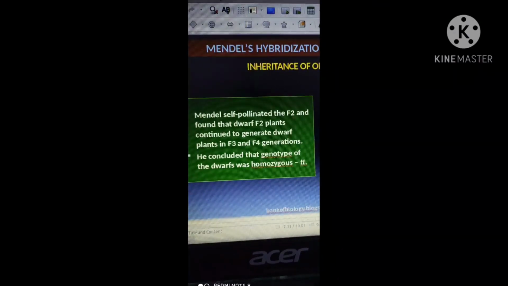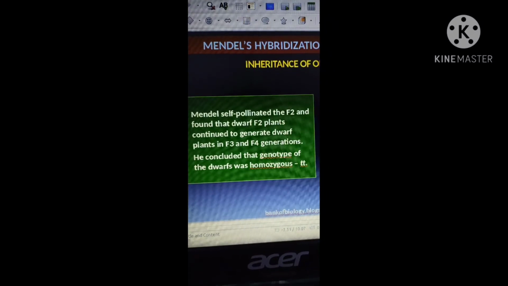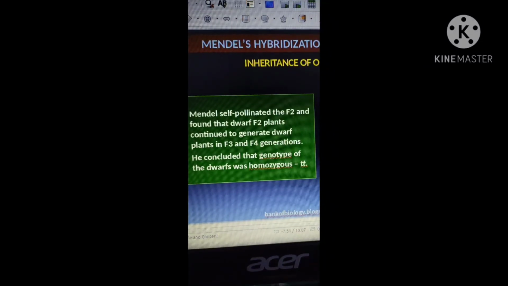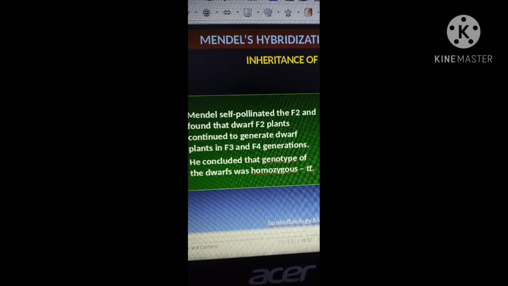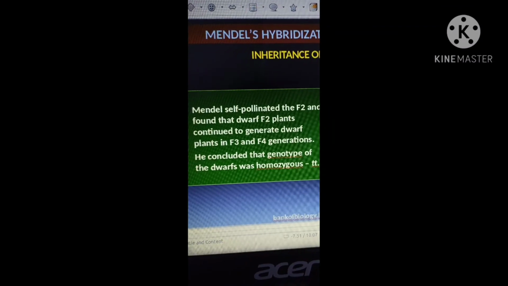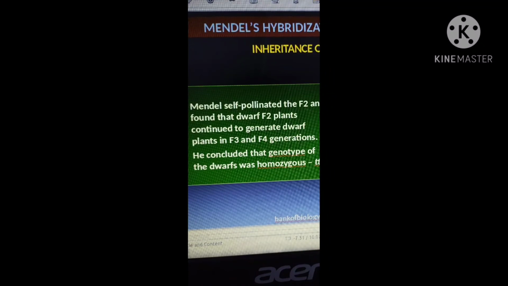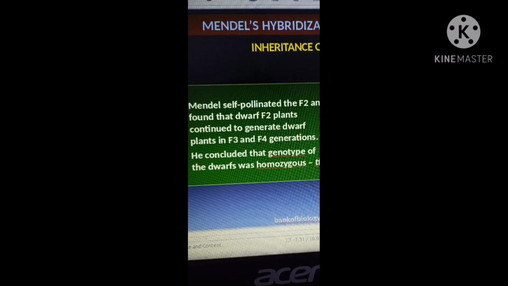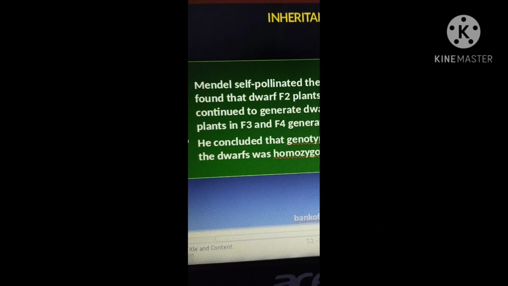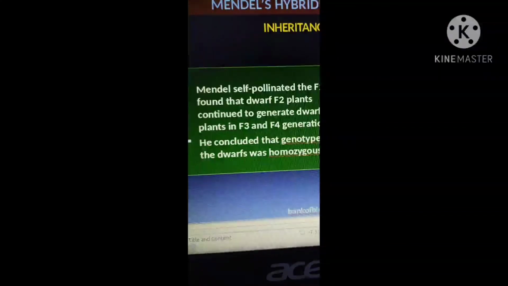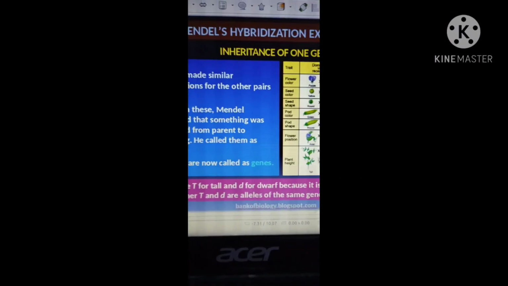Now, by these experiments, after getting the F2 generation, he found that dwarf F2 plants continue to generate dwarf plants in the F3 and F4 generations. After self-pollination of the F2 dwarf plants, he observed that in the F3 and F4 generations, dwarf plants produced all dwarf plants. Okay, so homozygous. The genotype of dwarf plants was homozygous in nature.